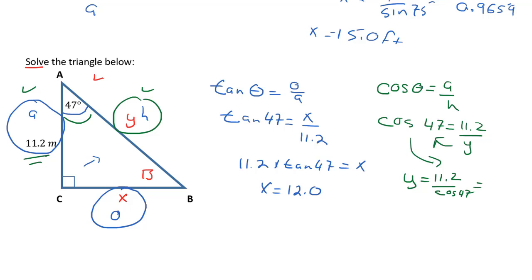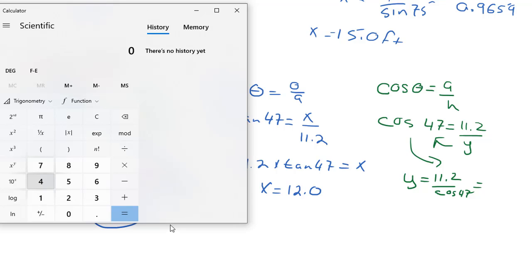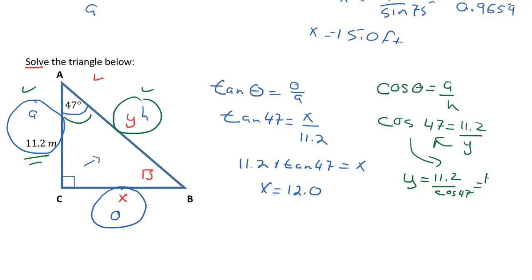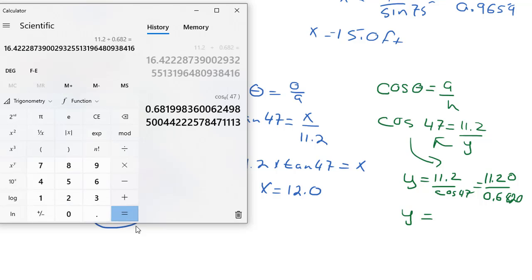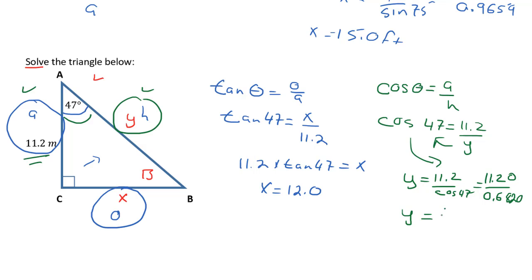I'm going to calculate what the cosine of 47 is. So I type in 47, my drop down cosine, and I get 0.68199. So I'm going to round that to 4 decimal places, and it's going to be 0.6820. Again, getting my calculator out, let's calculate y. 11.2 divided by 0.6820, and I end up getting y equaling 16.4.